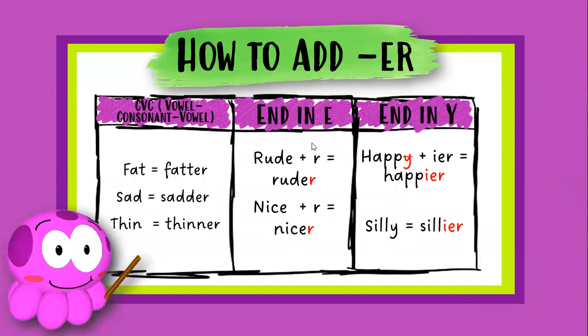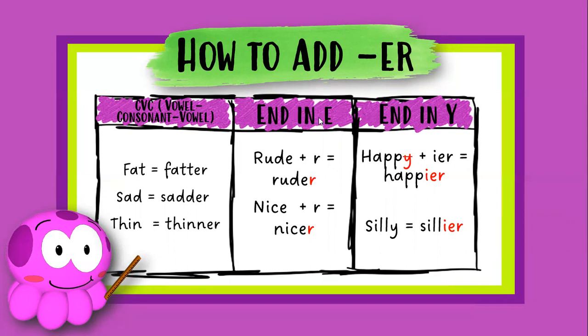Now, how do we add ER properly when we're writing comparatives? The first one, when we have the consonant, vowel, consonant, or the CVC, for example, in fat, which is F, consonant, A, vowel, T, consonant, or sad, consonant, vowel, consonant, or thin, consonant, vowel, consonant. And we have a short vowel sound like fat, sad, thin, we're going to double the second consonant. For example, fat, we need two T's. F-A-T-T-E-R. Sad, we need two D's, S-A-D-D-E-R. Thin, two N's, T-H-I-N-N-E-R. Okay, so consonant, vowel, consonant with a short vowel sound, we need to double up the second consonant.